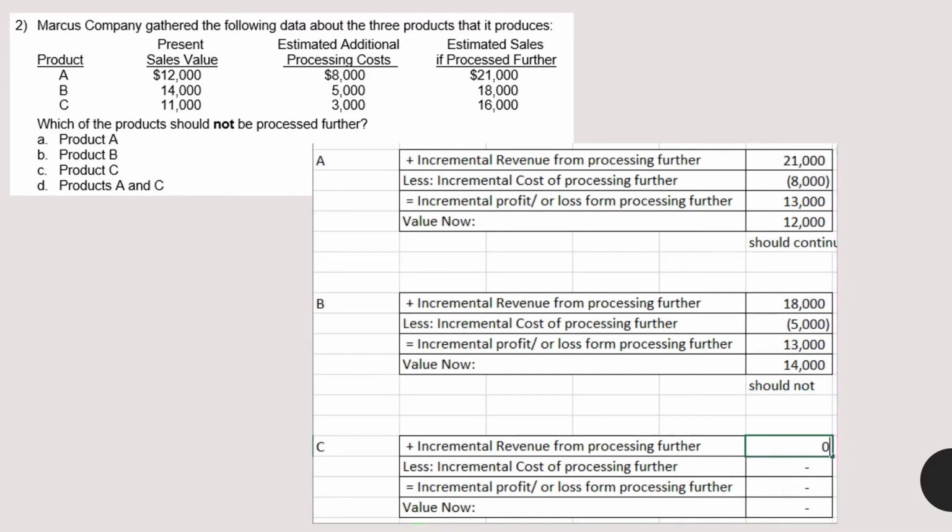Product C is $16,000 in incremental revenue, less $3,000 in incremental costs, creating an incremental profit of $13,000 against a value now of $11,000, and therefore in this case it generates an additional $2,000 of profit. They should process that further. So to answer the question which should not be processed further, it would be product B, which is option B in this situation.